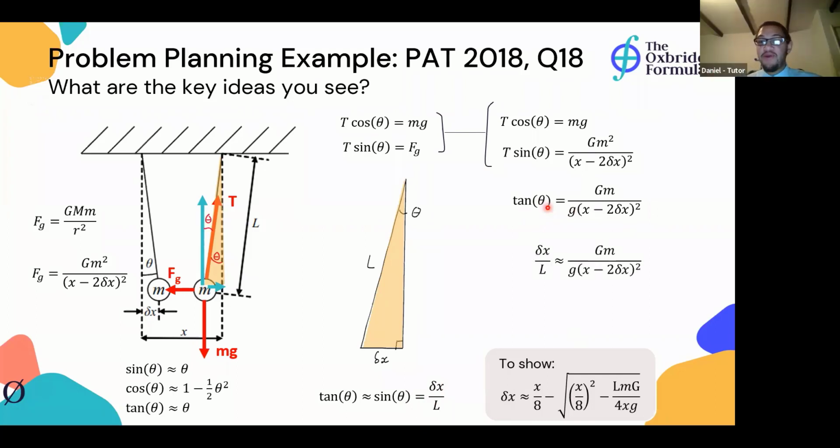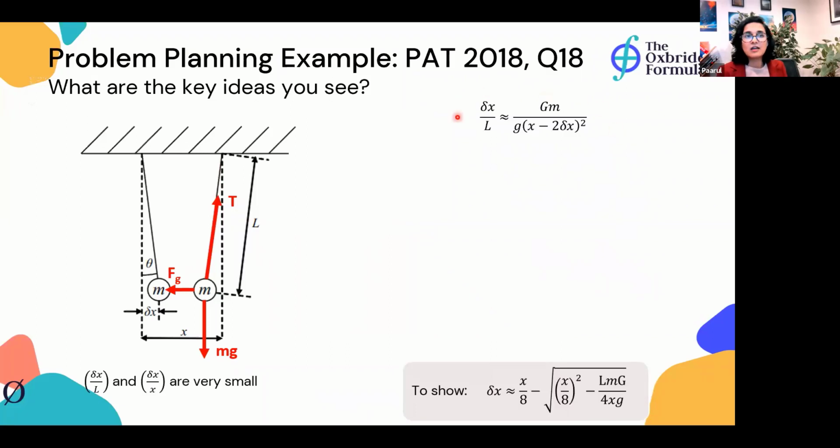So yeah, now we can substitute that value of tan theta, which is approximately sine theta, as delta x over L. And now we can make good progress in getting to the final answer. Okay, fantastic. So let's move on to the next slide then. So this is the last line that we wrote down. Chris, where would you go from here?